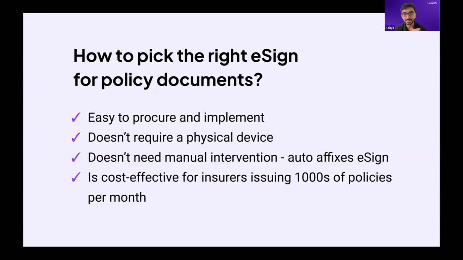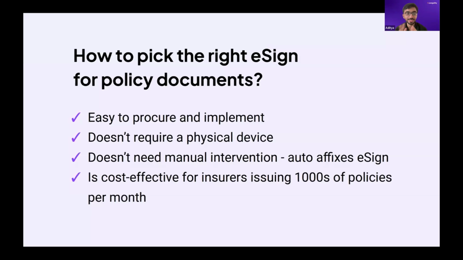So when picking an IT Act eSign, evaluate it on the following criteria. And we're going to do this in the next slide, right? One, is it easy to procure and implement? Two, it should not require a physical device. Three, it should not require manual intervention, as in it should run automatically. And four, it should be cost effective to run at the scale that insurers operate at, like thousands, if not more, policies per month. And I'm probably undercounting here.